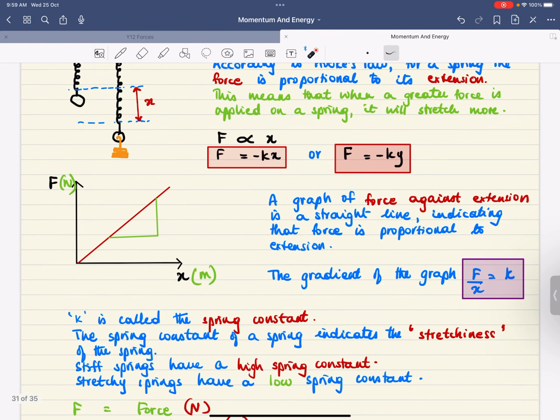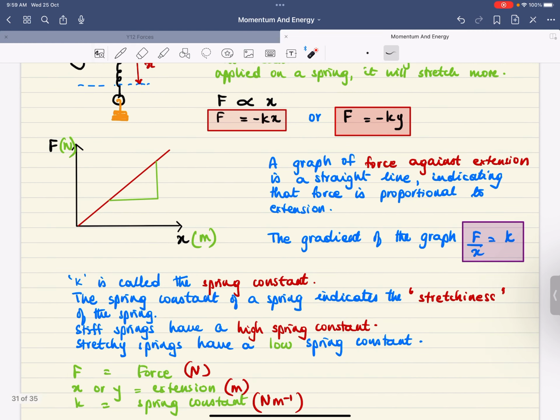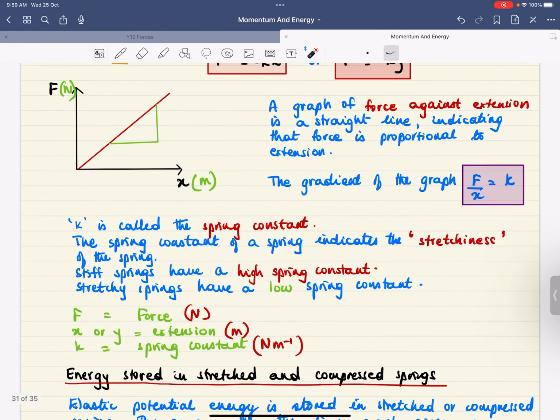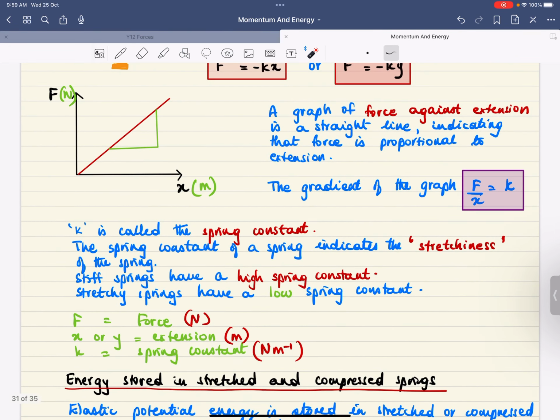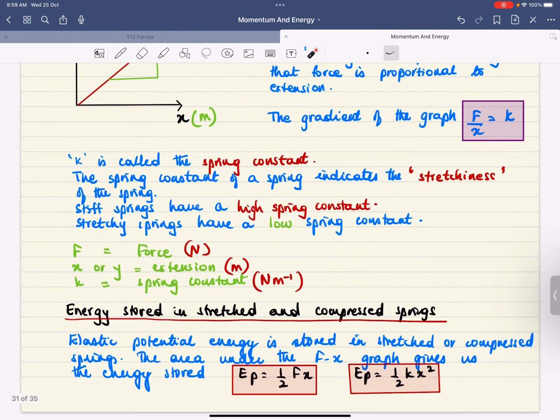Okay, and the spring constant indicates the stretchiness of a spring. Stiff springs have a high spring constant, and stretchy springs have a low spring constant. Now, when you compress a spring or stretch a spring, it actually stores energy, and this energy is elastic potential energy that is stored in the spring.